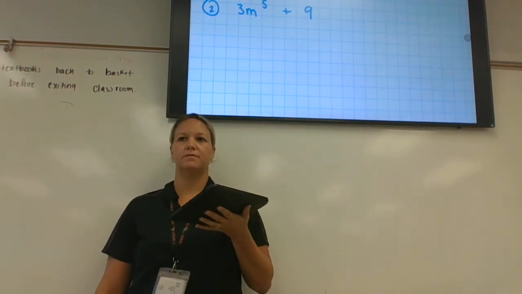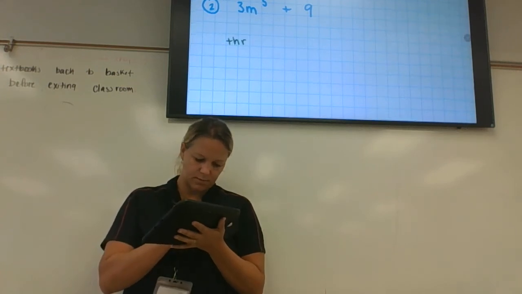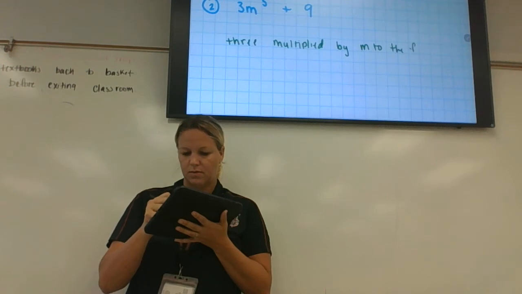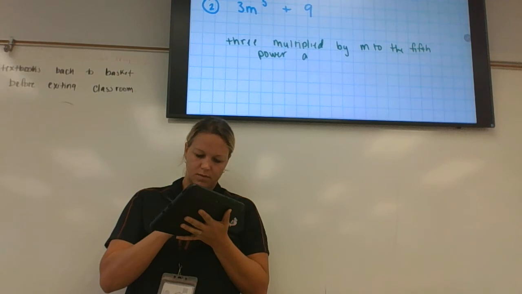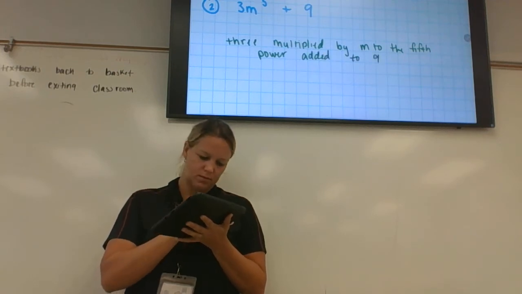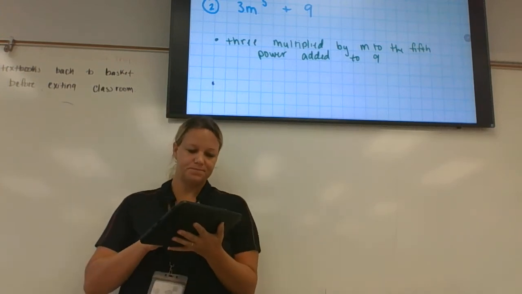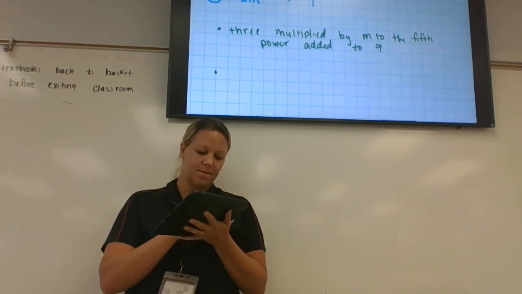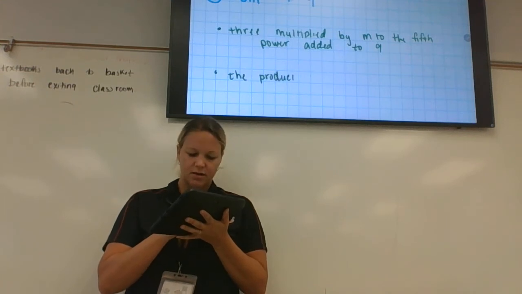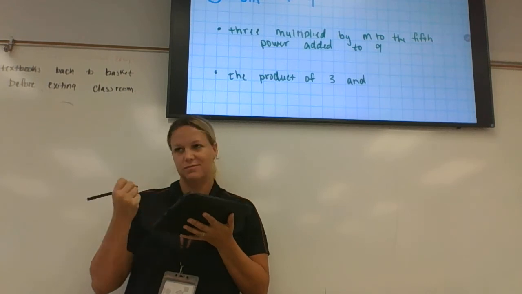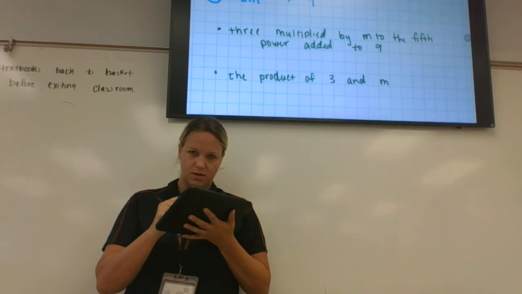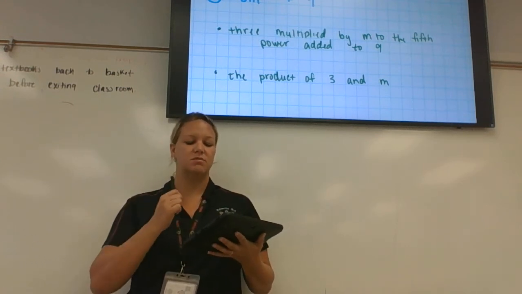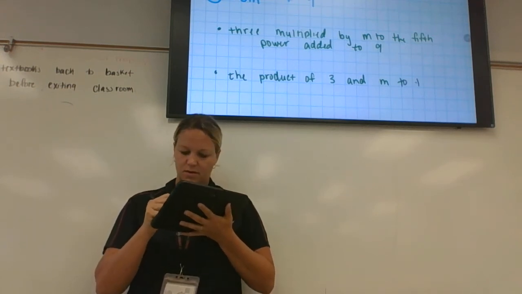All right, Jacob, let's do this one verbally. Okay. Three multiplied by m to the fifth power added by 9. Try it again. Okay, so we got three. Let's use products. Can you use product? Yeah. Well, I put the product at 3 and m. There we go. To the fifth power. Okay, pause. I already said to the fifth power. How do I say that differently? With an exponent of 5. Maybe you could say with an exponent of 5, but no textbook would ever say that. So I'm just going to continue with fifth power. Fifth power increased by 9.